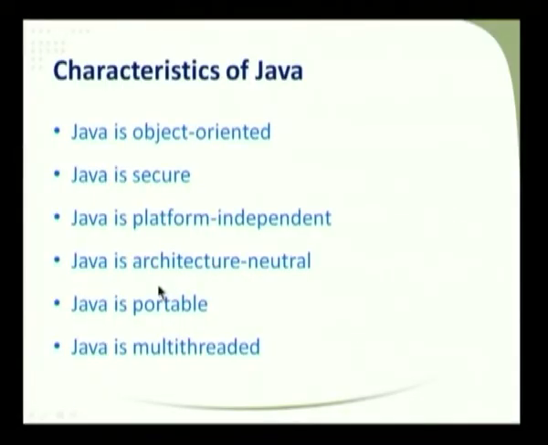So WWW is nothing but World Wide Web. It is a combination of many networks. Java was used as a prime language which could help you in developing applications which could be run on WWW. Next we will look into the characteristics of Java. What are all the basic characteristics that the Java programming language has?